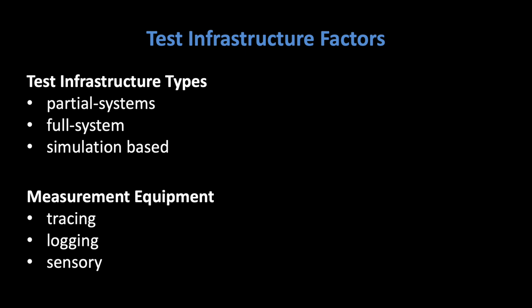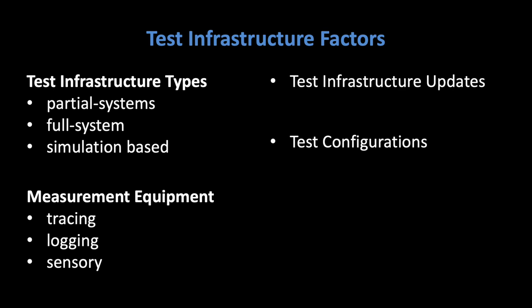Then you usually have some kind of measurement equipment to trace or log data, and you can use certain sensors to also collect data. It might also be just a camera to observe behaviors. Then the systems that consist of hardware and software need to be updated in certain periods or cycles. Then there might be certain configurations of one test infrastructure to enable testing product variants.